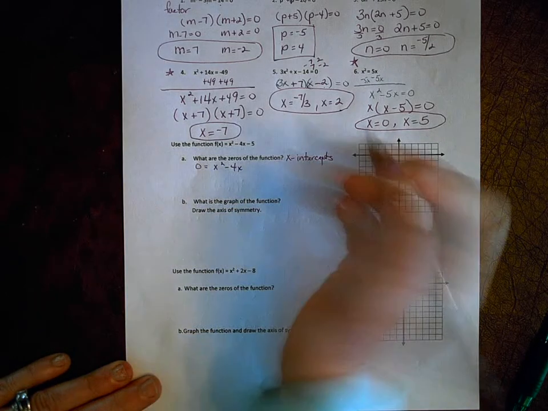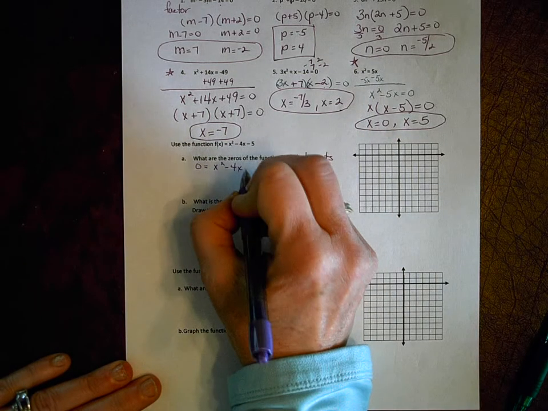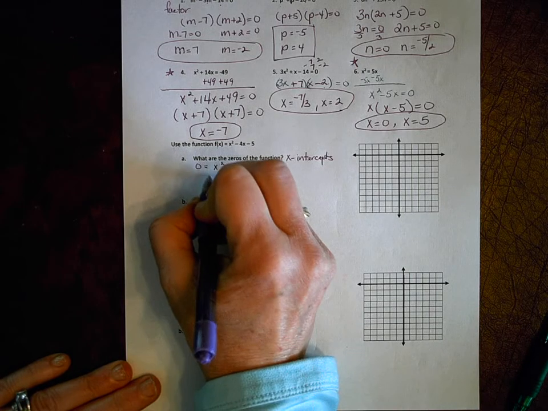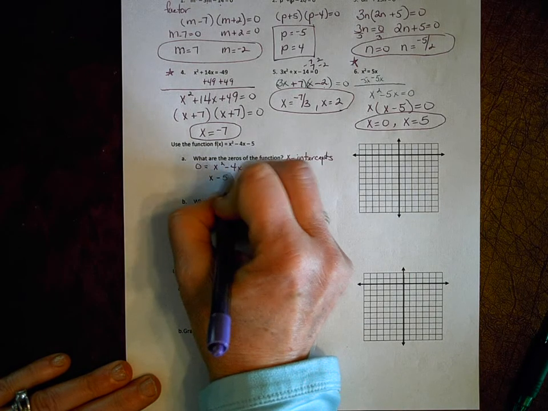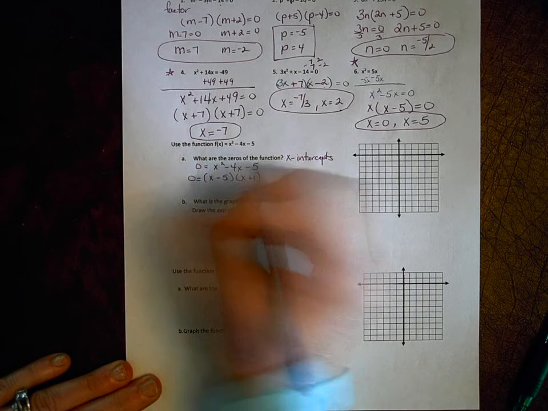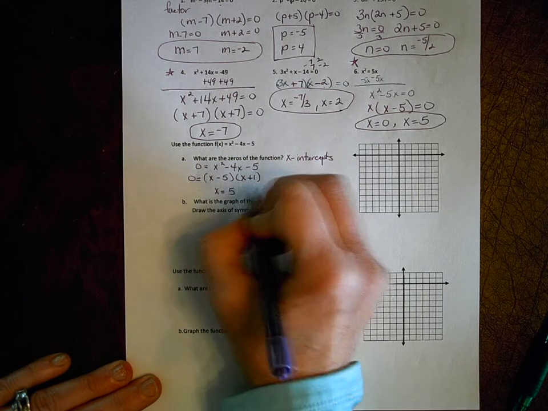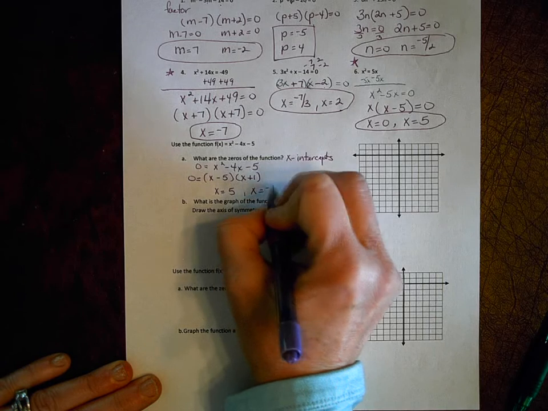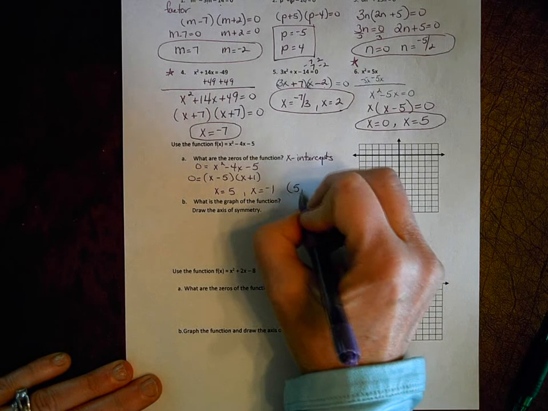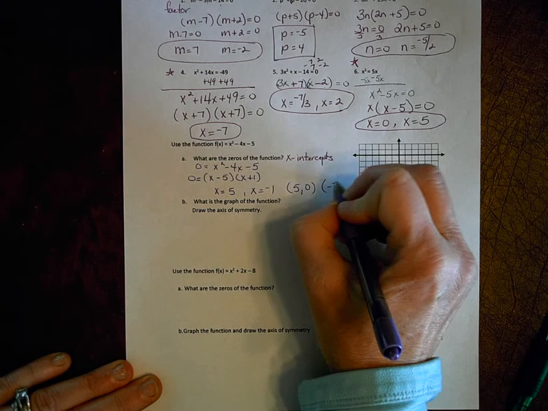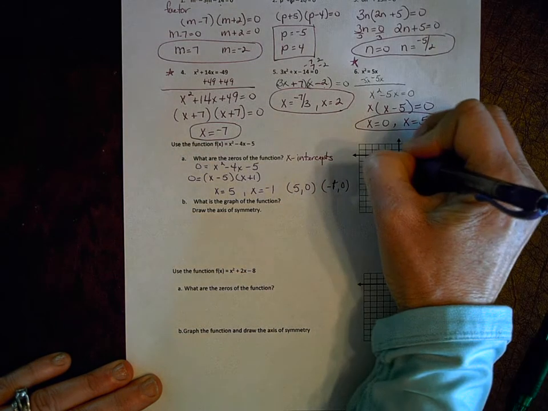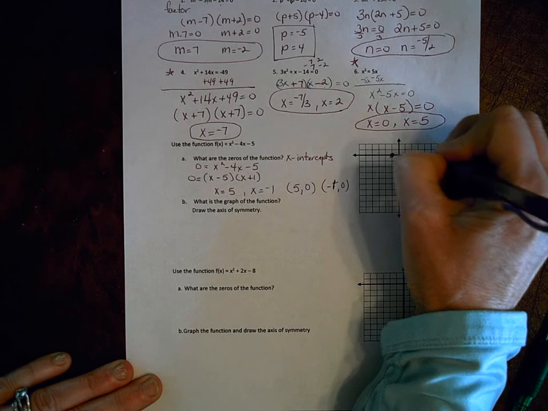Remember, you let y equal 0, or let the function equal 0, and I'm going to factor. So this would be x minus 5, x plus 1, and you get 2 answers, 5 and negative 1. So that means that you have the x-intercepts of 5, 0, and negative 1. So let's put that on the graph. Negative 1, 0, 1, 2, 3, 4, 5, 0.